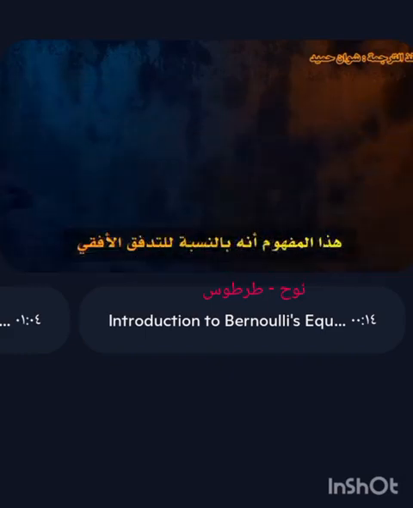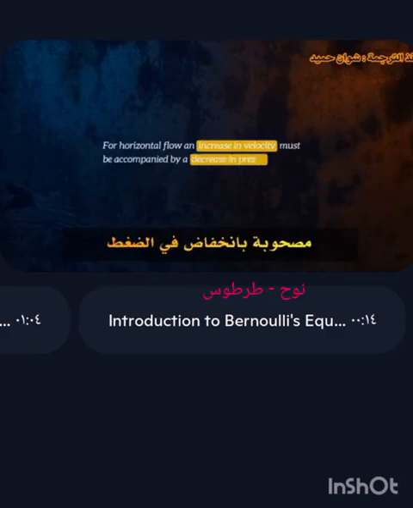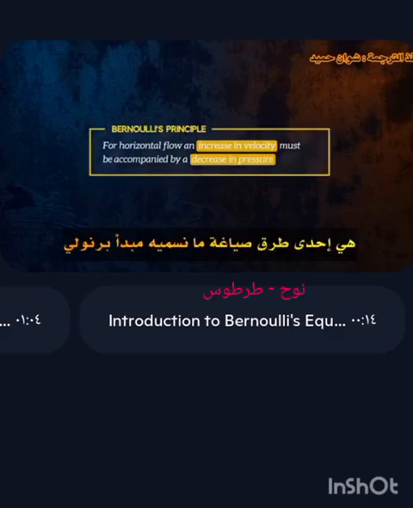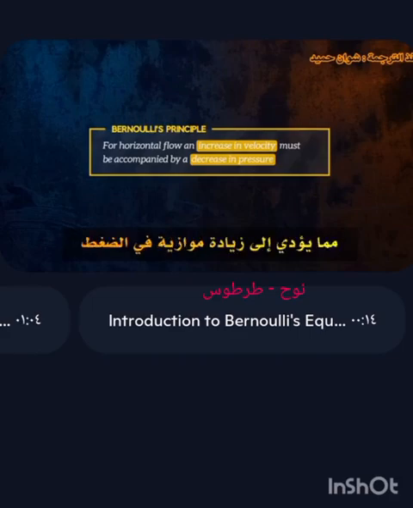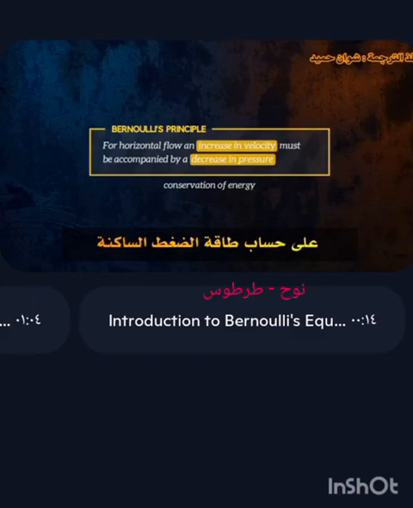This concept that for horizontal flow an increase in fluid velocity must be accompanied by a decrease in pressure is one way of formulating what we call Bernoulli's principle. It can seem counterintuitive because people often expect an increase in velocity to result in a corresponding increase in pressure. But it makes sense if we think about the conservation of energy. The energy required to increase the fluid velocity comes at the expense of the static pressure energy.